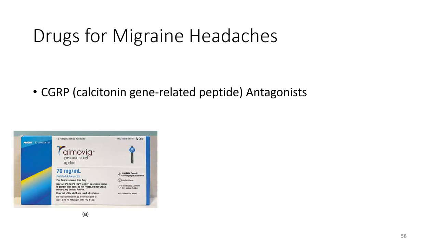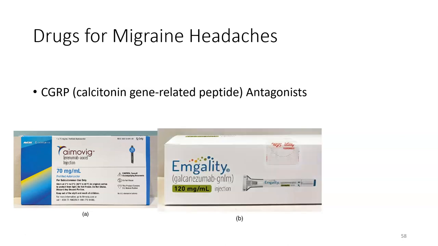Here we have erenumab, which is Aimovig. And then we have galcanezumab, so zumab or numab, can be kind of zumab in general. Emgality. So we see these are both injectable. They are pre-filled auto-injectors, so the patient takes them home, keeps them in the refrigerator. If they have a migraine, they can use them.